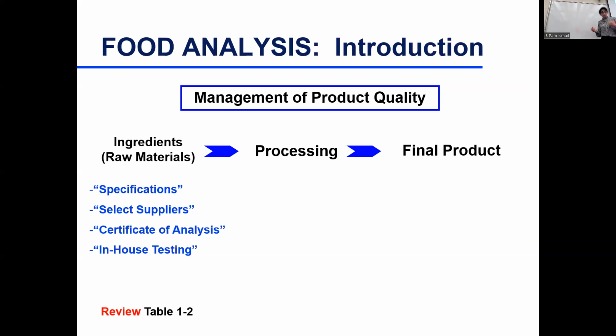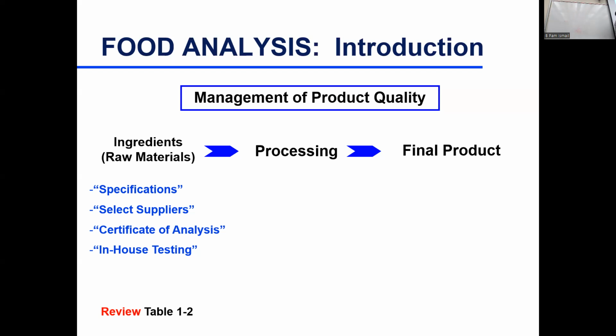So the CPG company, instead of doing its own analysis, relies on its select suppliers. They have interaction with specific suppliers, and they trust them and their certificate of analysis. So they receive the ingredients, the raw material, and they don't do further testing. Sometimes they receive the raw ingredients and they have the certificate of analysis, they have the specification.